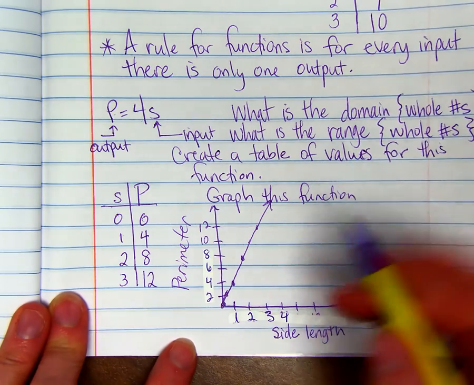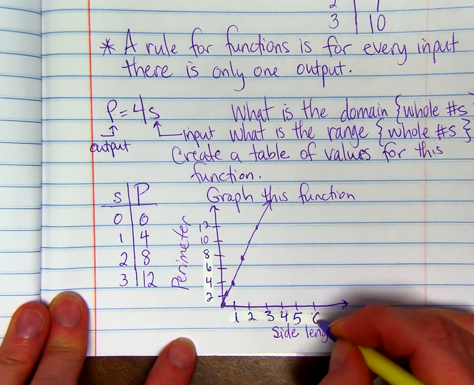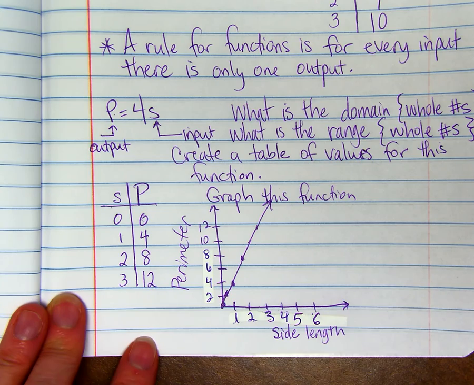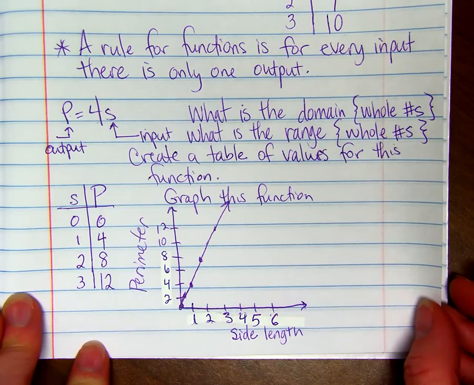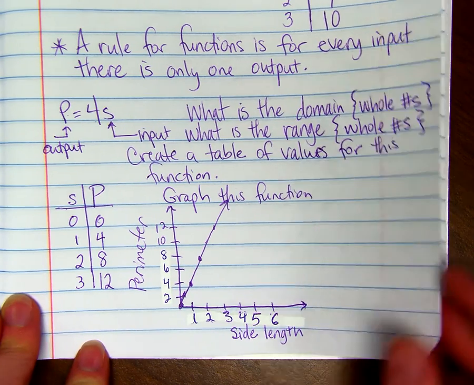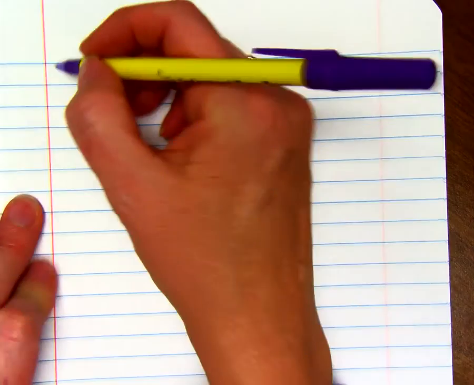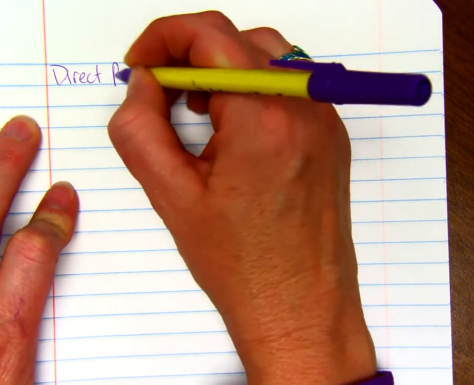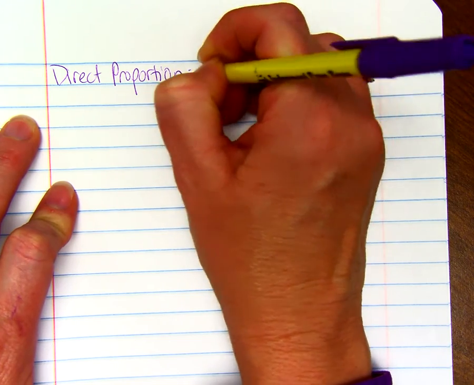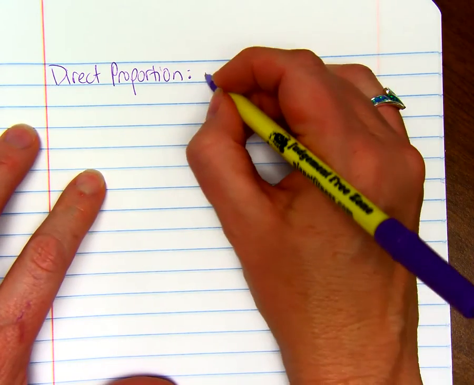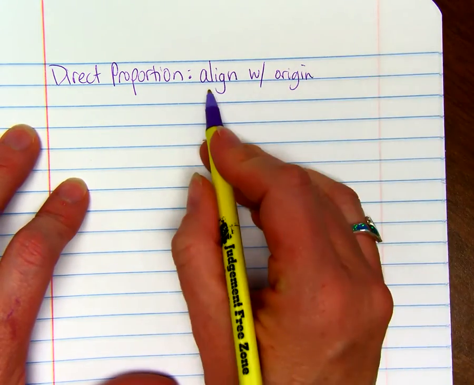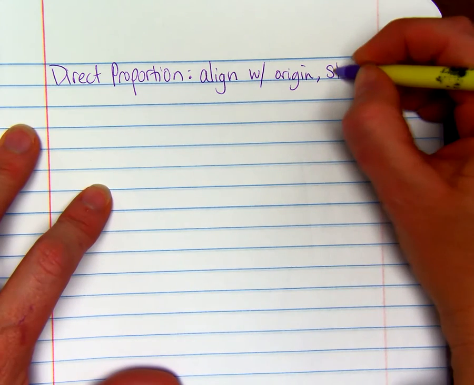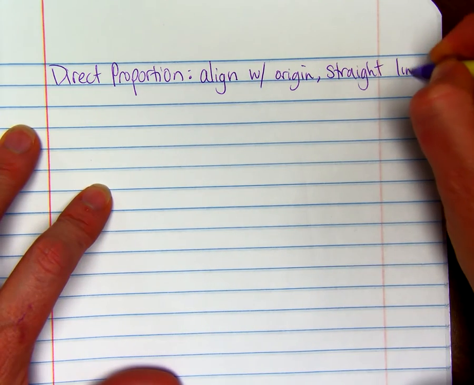I'm going to turn the page. And we're going to review direct proportion. Direct proportion is a function that aligns with the origin. So it has to align with the origin, and it has to be a straight line.